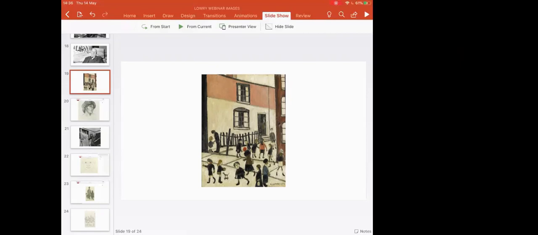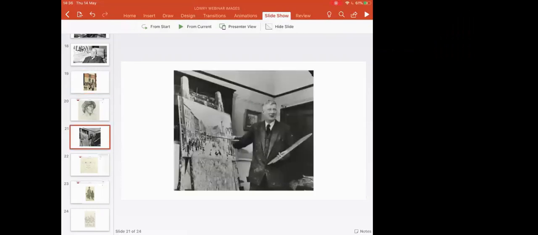Yes, interesting. Let's have a look at this. This is obviously Lowry in his studio, actually, conducting what seems to be one of his industrial images.